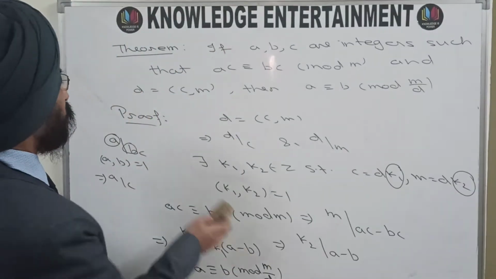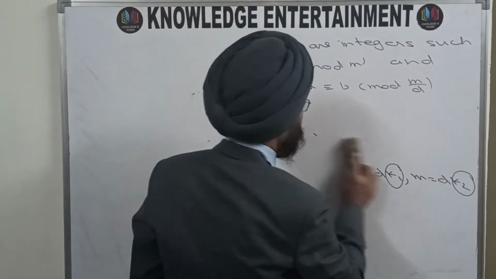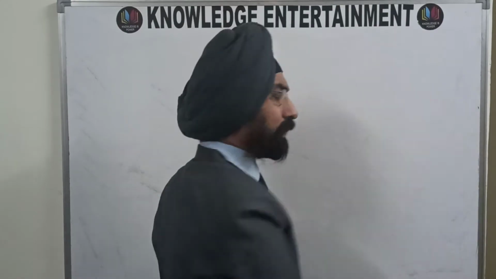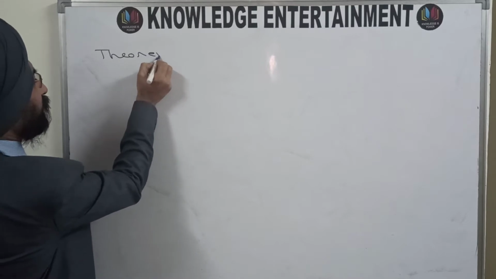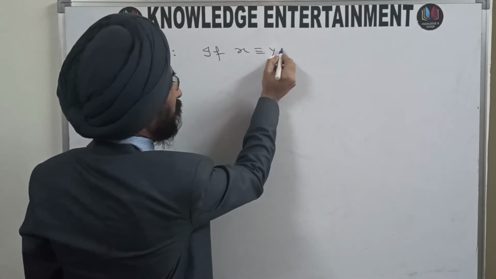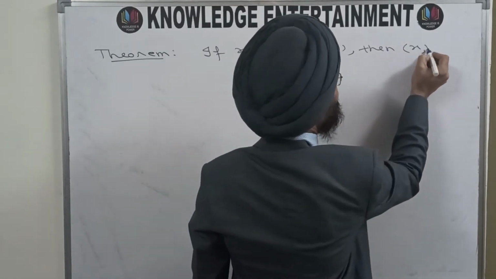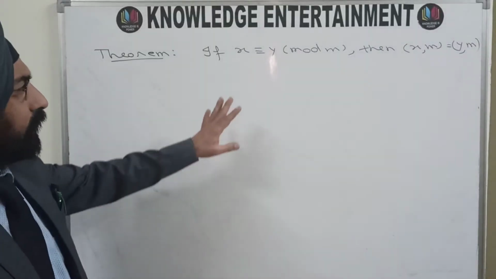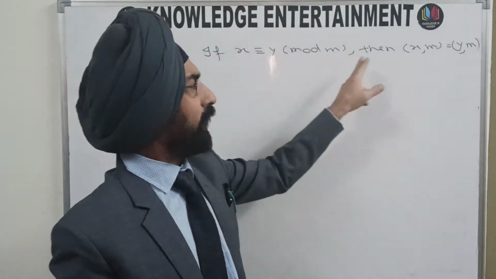So I am moving on to the next one. There are several results we want to prove today, because these results will be used later on in examples, in theorems, in lemmas, in counter examples, and so on. The next one I am going to prove is, write down the statement first and then we will move on to the proof. The statement is, if X is congruent to Y modulo M, then GCD of X and M and GCD of Y and M are the same. If X and Y are congruent to each other modulo M, then GCD of X and M is the same as the GCD of Y and M.